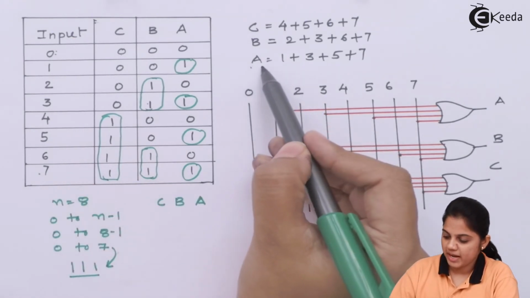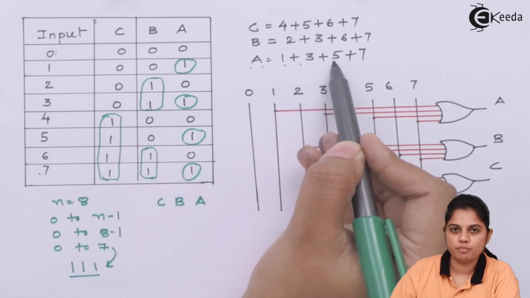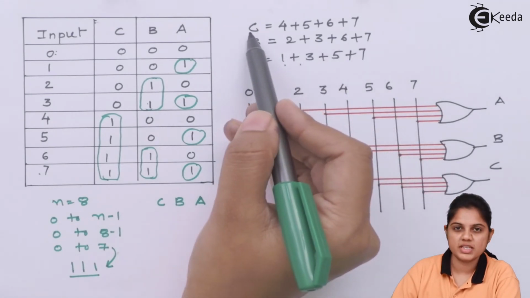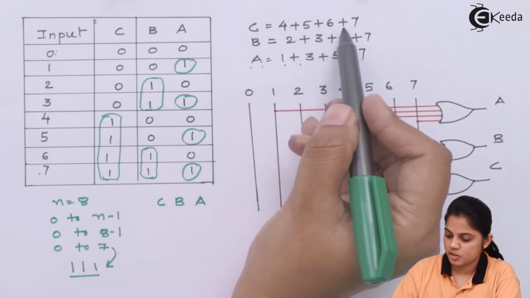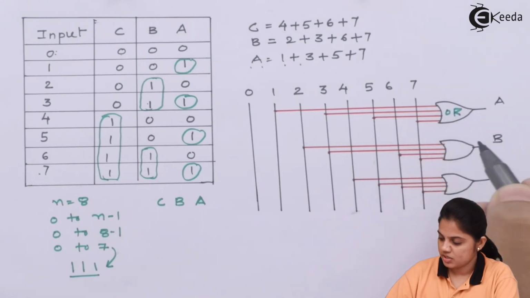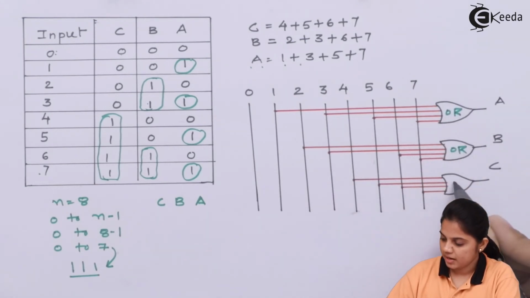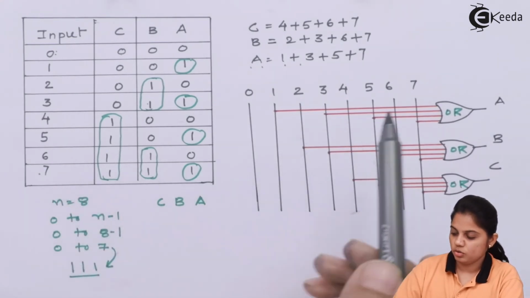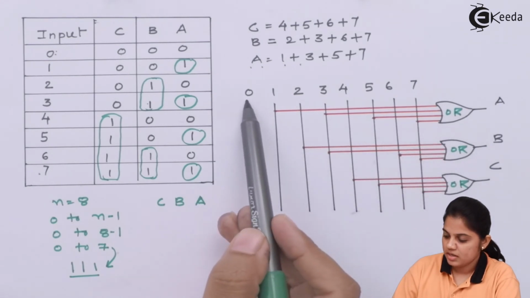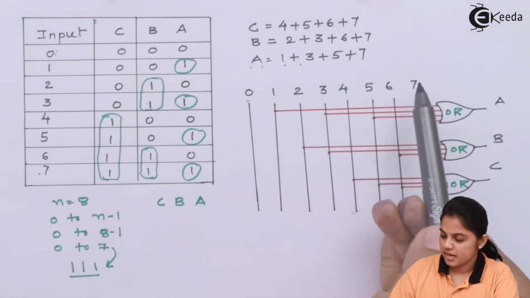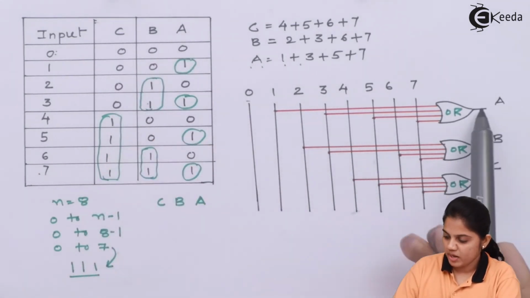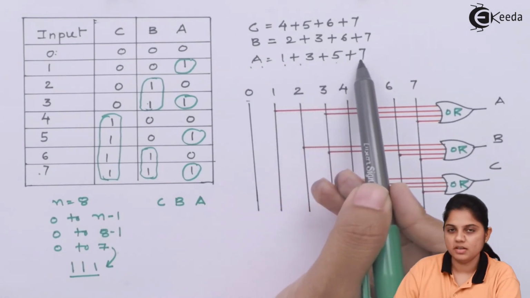So I can write for A it is 1 plus 3 plus 5 plus 7. For B it is 2 plus 3 plus 6 plus 7, and for C it is 4 plus 5 plus 6 plus 7. Now the implementation will remain the same. This is one OR gate which is A, this is the second OR gate and the third OR gate. Now according to the level high, this OR gate will connect to those input lines. So here you have 8 different input lines and you have 3 different OR gates which will produce the outputs A, B and C.